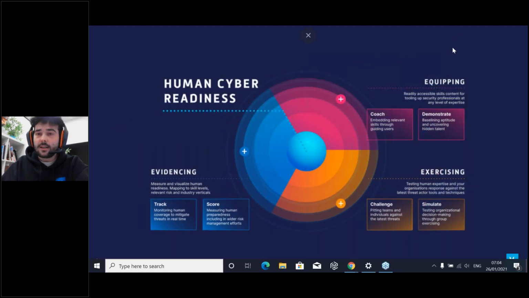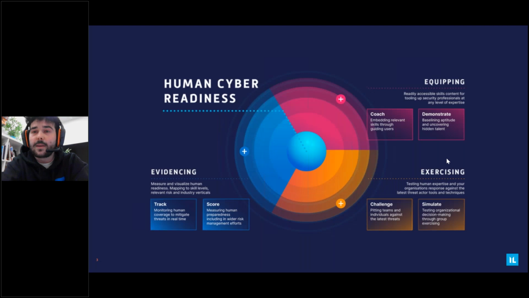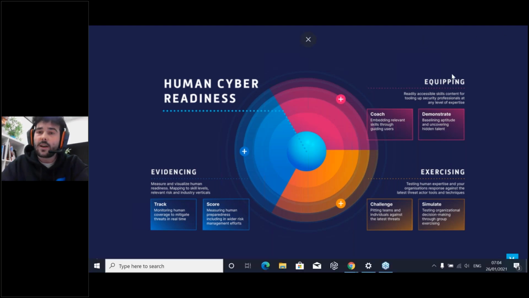So there are different aspects to the platform. We do this thing called equipping, exercising, and evidencing. I call them the 3 E's. Firstly, we've got equipping. These are the things I'm going to talk about the most, because this is what our series covers: our coach and demonstrate labs.